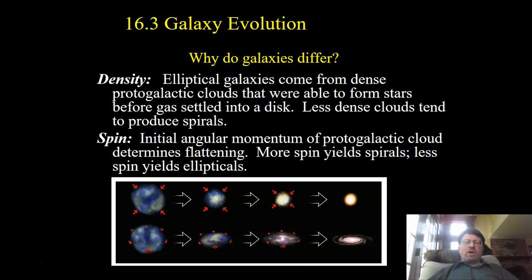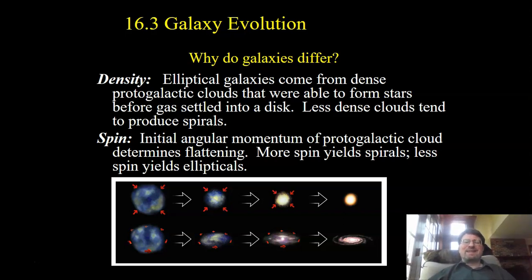All right, let's move on. We'll now talk about galaxy evolution. Galaxies are different from one another. We saw that there are spirals and ellipticals, for example. And there are a few reasons, starting with these two, that galaxies differ from one another.